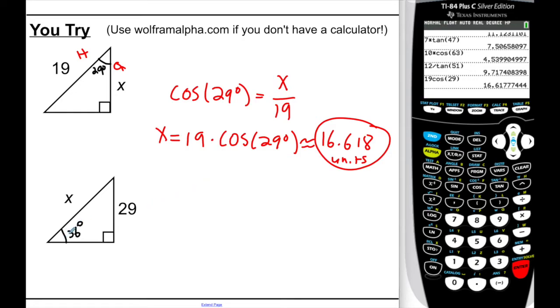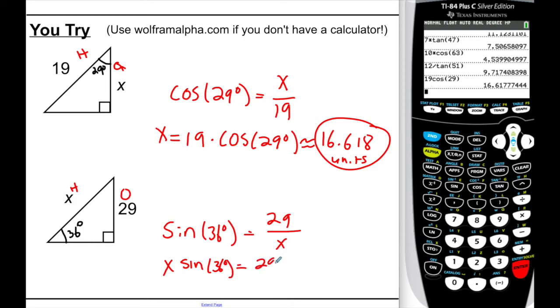Okay, how about this one? Here I have a measurement, I have the opposite and the hypotenuse. So I've got sine of 36 degrees equals 29, the opposite, over the hypotenuse. I manipulate: x sine of 36 equals 29. So x equals 29 over sine of 36.